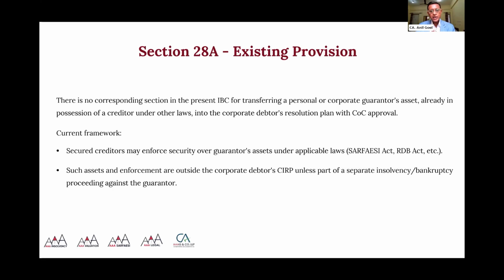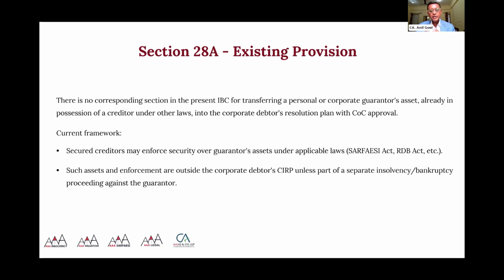Now, in this CIRP or in the liquidation process, it is difficult to sell the land or building separately because these are inseparable. And also, resolution plans cannot be invited if somebody doesn't have the land where the factory is located. Therefore, there were various judgments where the NCLAT has allowed the sale, during the liquidation process, of all those assets which are mortgaged to creditors but are not owned by the corporate debtor, to be part of the liquidation process.